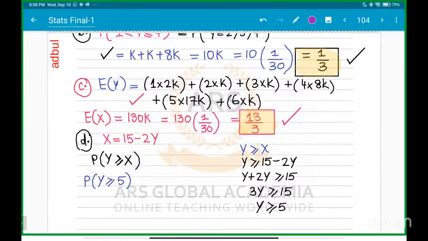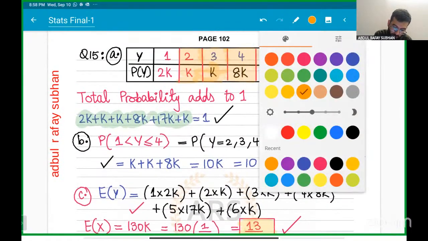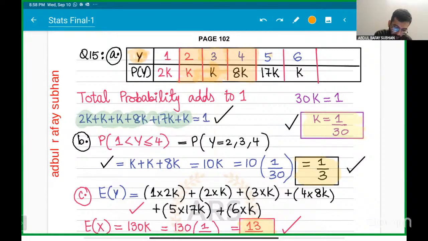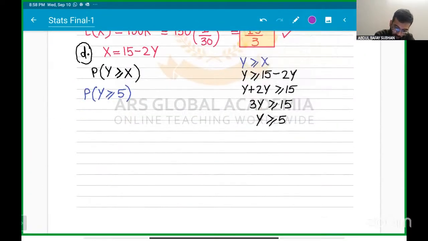Yes, sir. So y is greater than or equal to 5. And you just have to go and check. These are the y values. Follow carefully the highlighter. These are y values, and it will be 5 and 6. Y is greater than or equal to 5 and 6. So 5 and 6, 17k plus k. That is the answer. Make sure you show proper workings to the examiner.